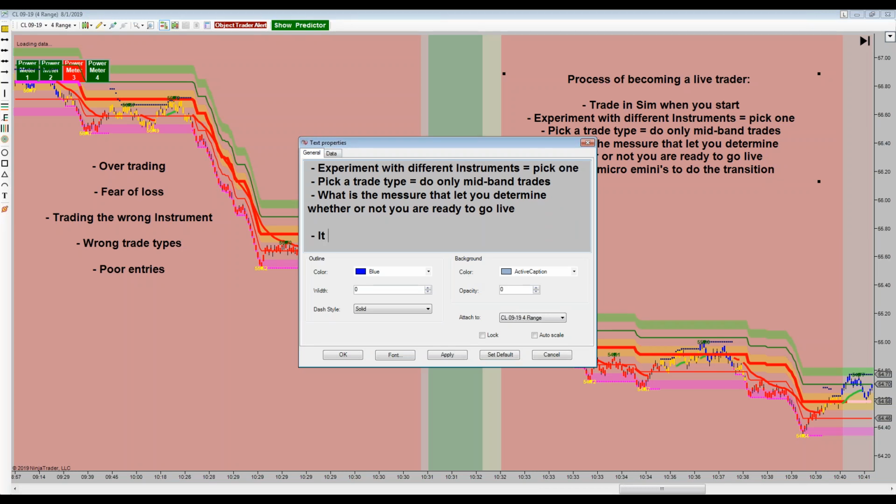It will significantly reduce your losses and fear of loss. Quick story.